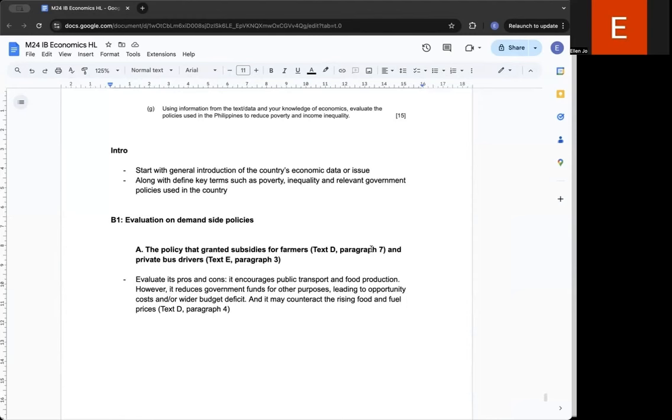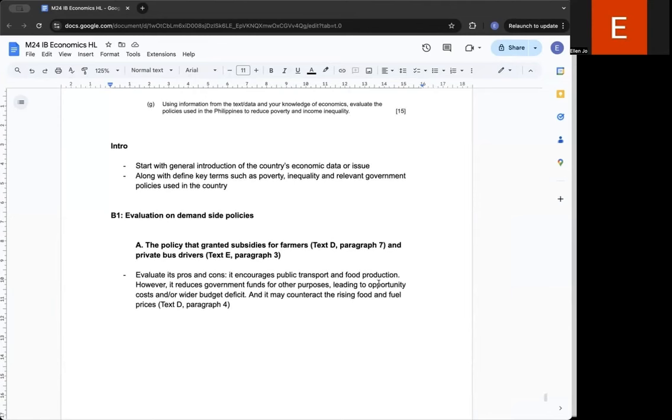For the body, one way to compose and categorize the multiple policies would be according to their characteristics. So I first made evaluation on demand-side policies. The first policy that the Philippines government enacted and I would like to evaluate is the policy that granted subsidies for farmers and also to the private bus drivers. This is one of the demand-side policies. As you can check in the following ideas, you evaluate its pros and cons.